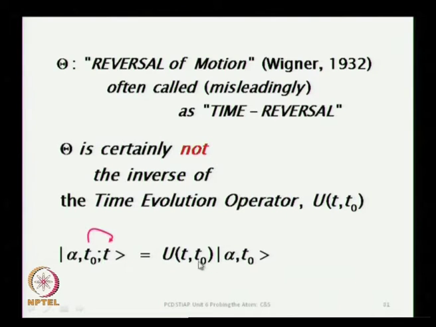What it does is it operates on a state at time t0, and from this it gives you the state at a later time t. So this is the time evolution operator. It tells you how the system evolves from a time t0 to t. That is what is meant by time evolution.